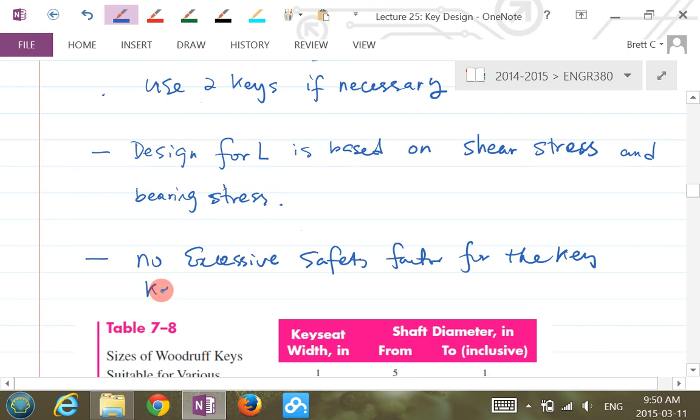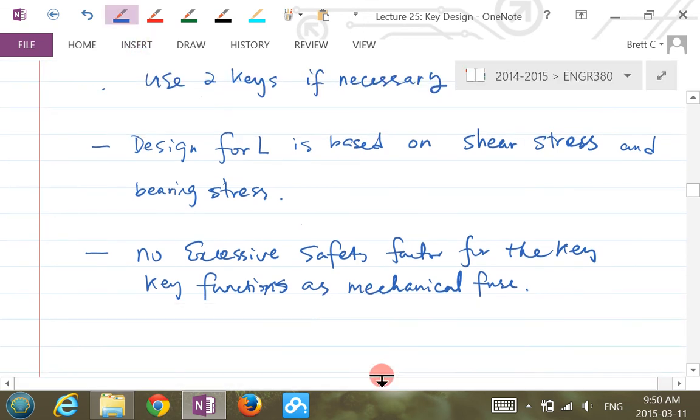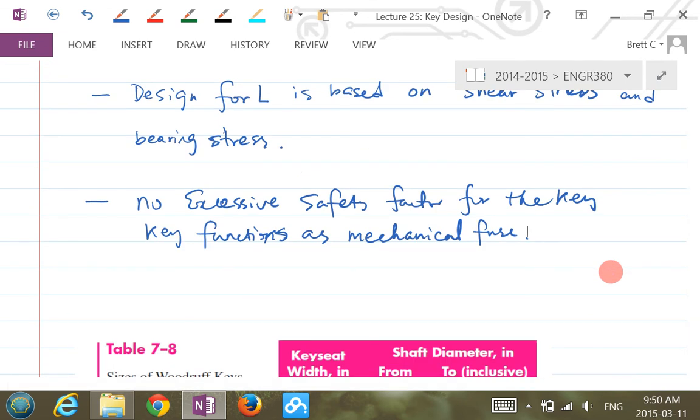So the key functions as a mechanical fuse. The key should fail first. All right, so those are a couple of bullet points for the keys here. And this is for rectangular keys. Some of the bullets also work for other keys.